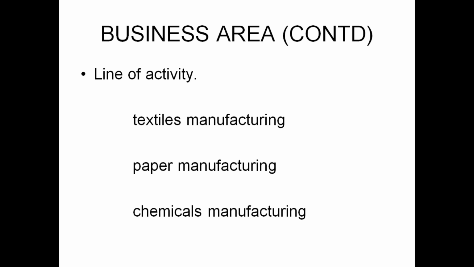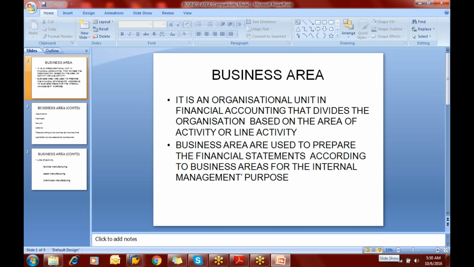Then the line of activity. Let's suppose our company is into textile manufacturing, paper manufacturing, chemical manufacturing, pharma manufacturing. These are the different lines of our business, and these can also be created as a business area. Later on, if we want to make the balance sheet, profit and financial statement according to these product lines, we can do it with the help of business area. Now we need to set this up in the system.